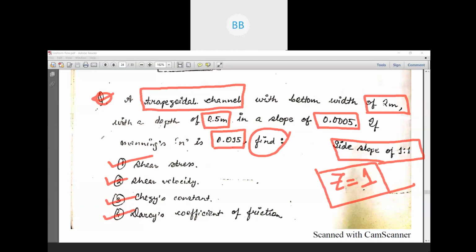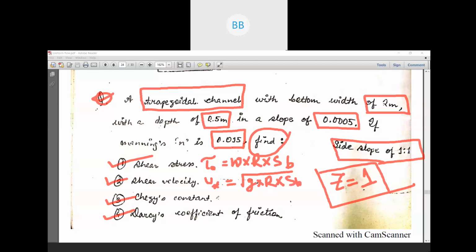Okay, so number 1 we need to find out shear stress. Shear stress equation is specific weight multiplied by R multiplied by Sb. So you can find out the shear stress easily. Then shear velocity, U star, shear velocity we know root over g into R into Sb. Okay, that we have already discussed.